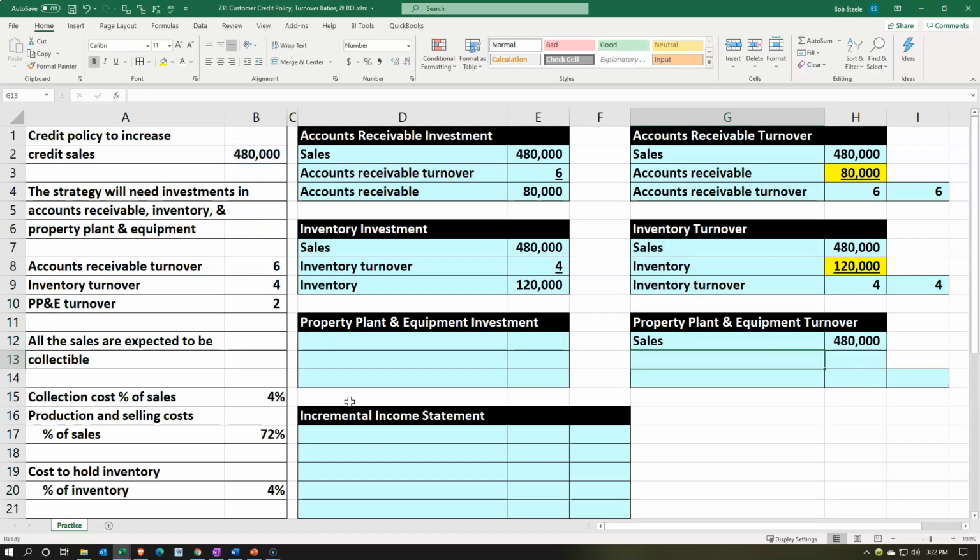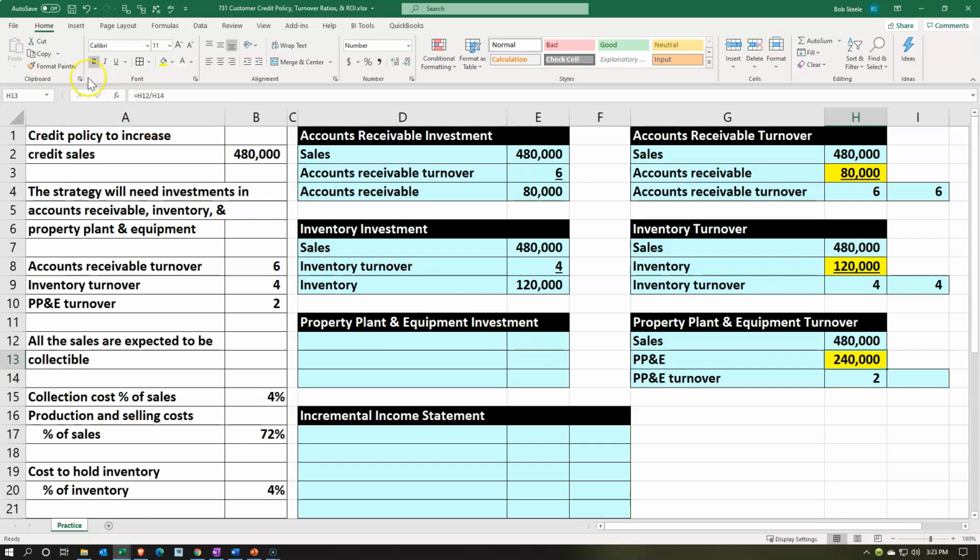And we're going to divide this by the PP&E, property, plant, and equipment. And that's going to be equal to, or this is what we don't know. We don't know that one, so I'm going to make that yellow. What we do know is the PP&E turnover, which happens to be 2. So then we can back into this number. If we were to write it out algebraically, it'd be 480,000 divided by x equals 2. If we do the algebra, it's going to be 480,000 divided by 2 to give us the 240,000.